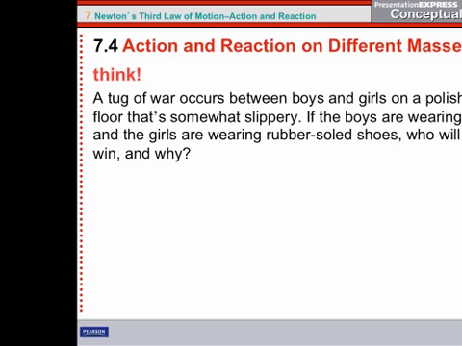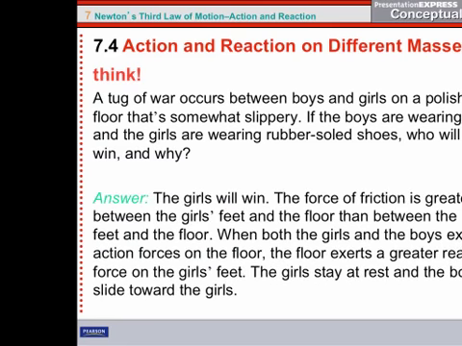Alright, think about this. Tug of war occurs between boys and girls on a polished floor that's somewhat slippery. If the boys are wearing socks and the girls are wearing rubber-soled shoes, who will surely win and why? Well, that's not hard to figure out. The girls are going to win. The boys can't put any force of friction on the floor, so they're not going to be able to hold or pull. And the girls would be able to exert a greater force, so the boys would be sliding towards the girls.